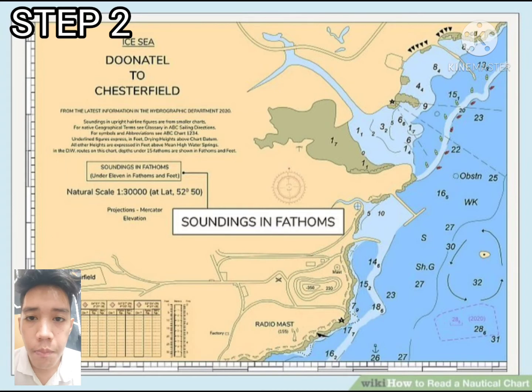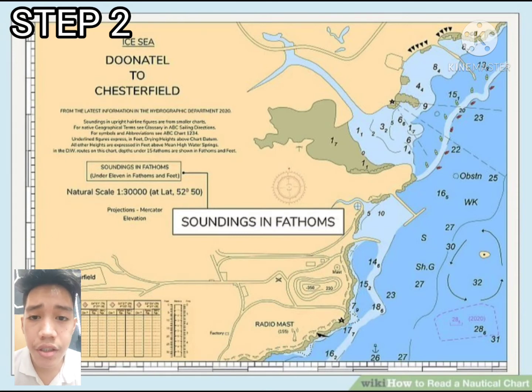Step 2. Find the unit of measurement used to indicate water depth. Look in the upper right corner of the map. Near the scale, you will see the unit of measurement printed in big letters. You need to know this because charts use all sorts of different measurements. Your chart could include feet, fathoms, or meters.